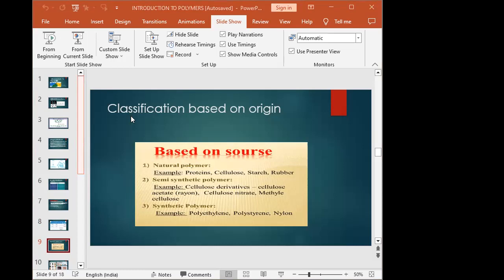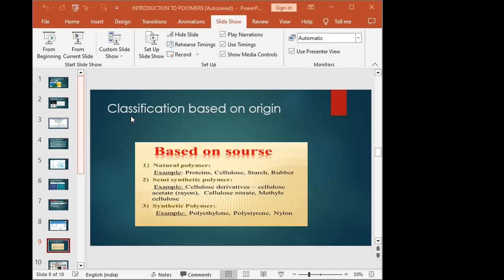According to this classification, as I told you, 3 types of polymers are there: natural polymer, semi-synthetic polymer, and synthetic polymer. Natural polymers are those polymers which occur in nature and exist in natural sources like plants and animals. Some common examples are proteins, which are found in humans and animals, cellulose and starch, which are found in plants, or rubber, which we harvest from the latex of the tropical plant.